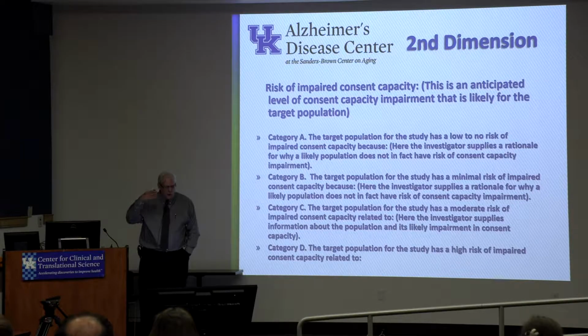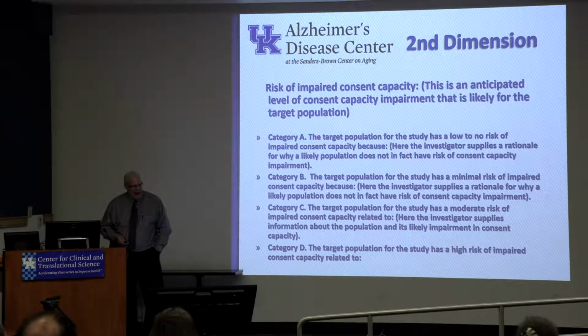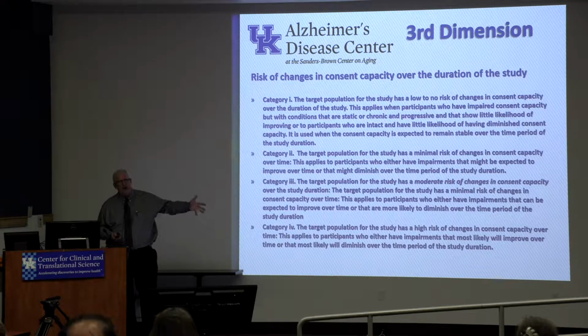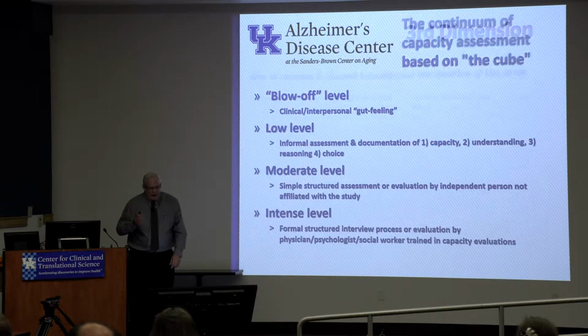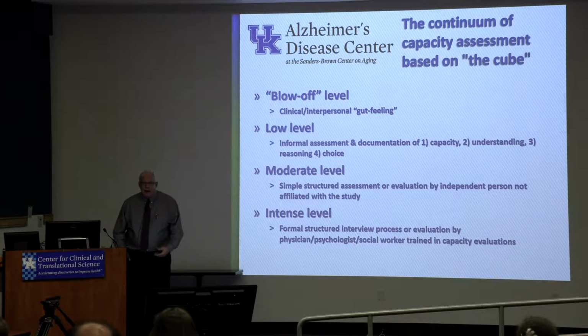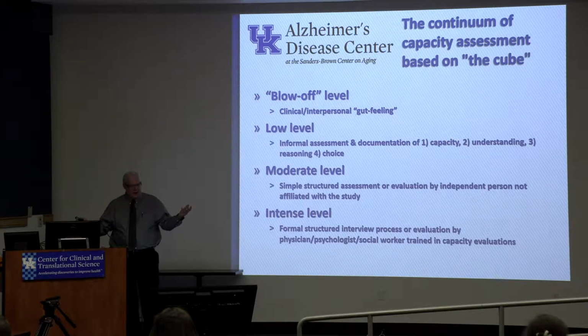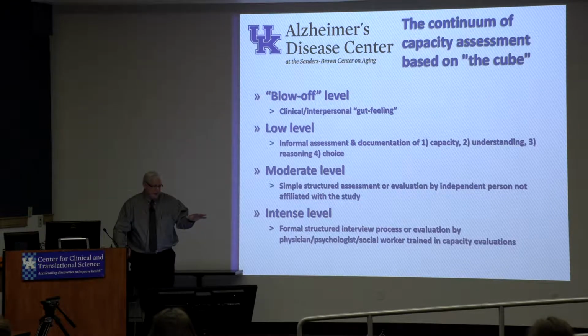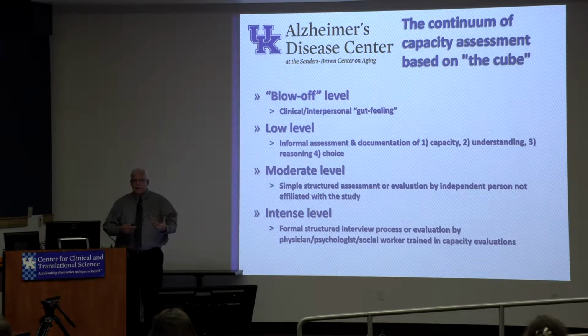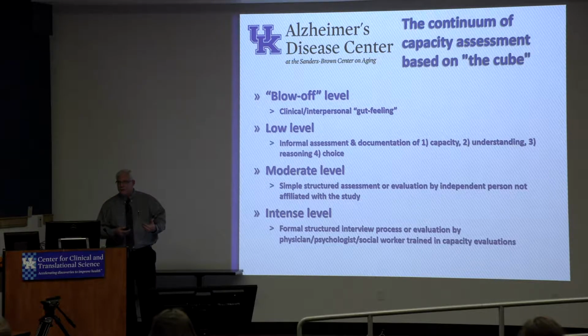Second dimension, the risk of impaired consent capacity. And the third dimension, the risk for changes. You click a button for each of these, and then what it spits out is what you should do, what the IRB recommendations are. And this was really designed to be a one-stop shop. So frequently, minimal risk studies get what I call the blow-off. That's your gut feeling interacting with the person you're consenting.